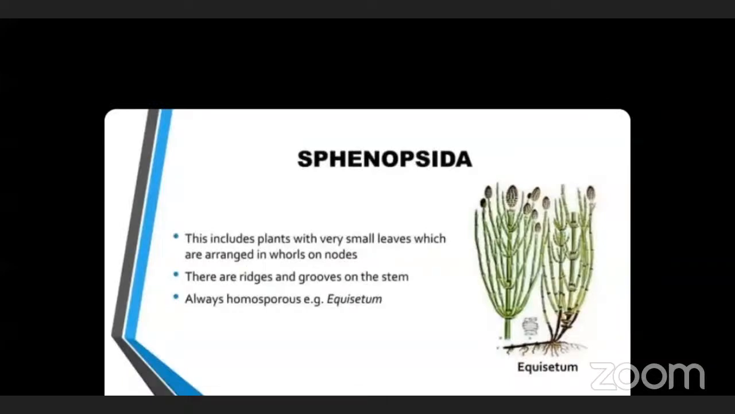The first order is Calamitales, Calamitaceae family, example is Calamites. Another order is the Hyeniales, Hyeniaceae family, example is Hyenia. The third order is the Equisetales, Equisetaceae family, example Equisetum. So that is the Sphenopsida member. Sphenophyta or Sphenopsida, both are similar. Opsida or phyta, anyone we write.